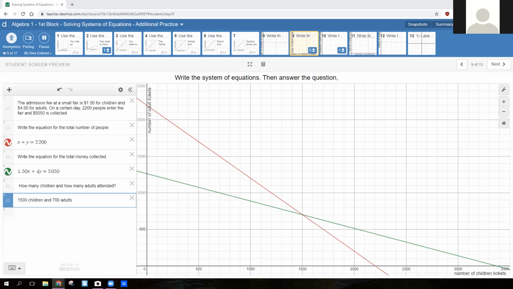I got 1320 and 880. Really? Yeah. Let's see. I wonder why that's coming up like that. Let's see. You're right. X plus Y 2,200. Oh, I see it. All right. So look at your second equation, your green one. It should equal 5050. You've got 5,500. That'll fix it.